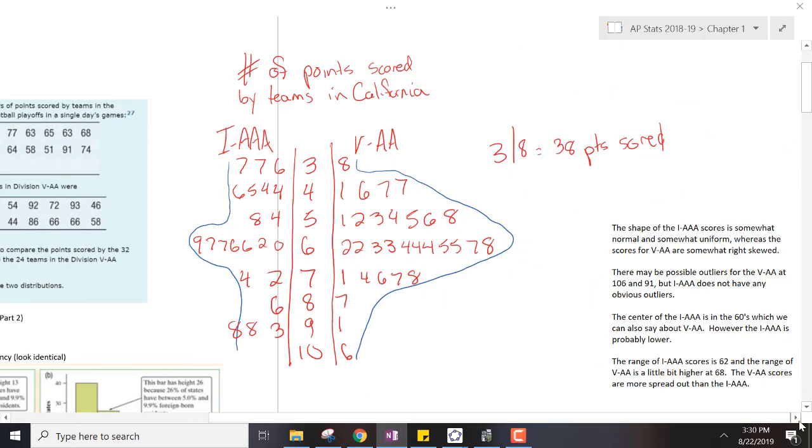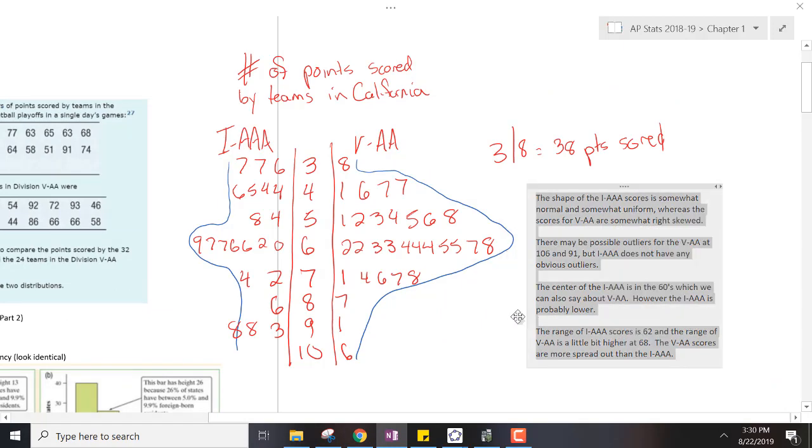Now, if we want to discuss the differences and similarities of these two sets, the shape of the AAA scores is somewhat normal and somewhat uniform, whereas the scores for VAAA or AA are somewhat skewed right. I kind of drew the shapes as well. Skewed right, we have a lot more lower values than higher. There may be possible outliers for VAA at 106, maybe 91, but IAAA doesn't have any obvious outliers.